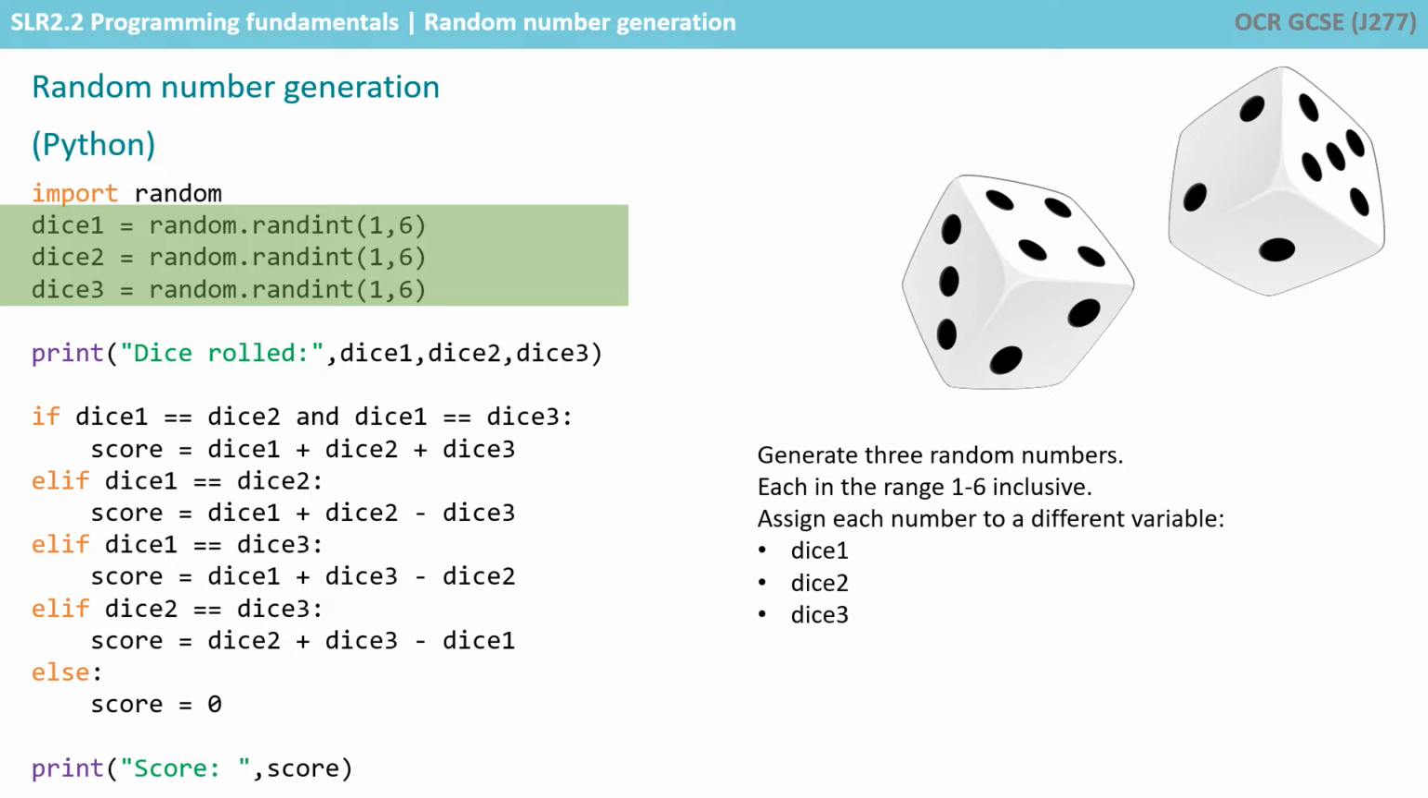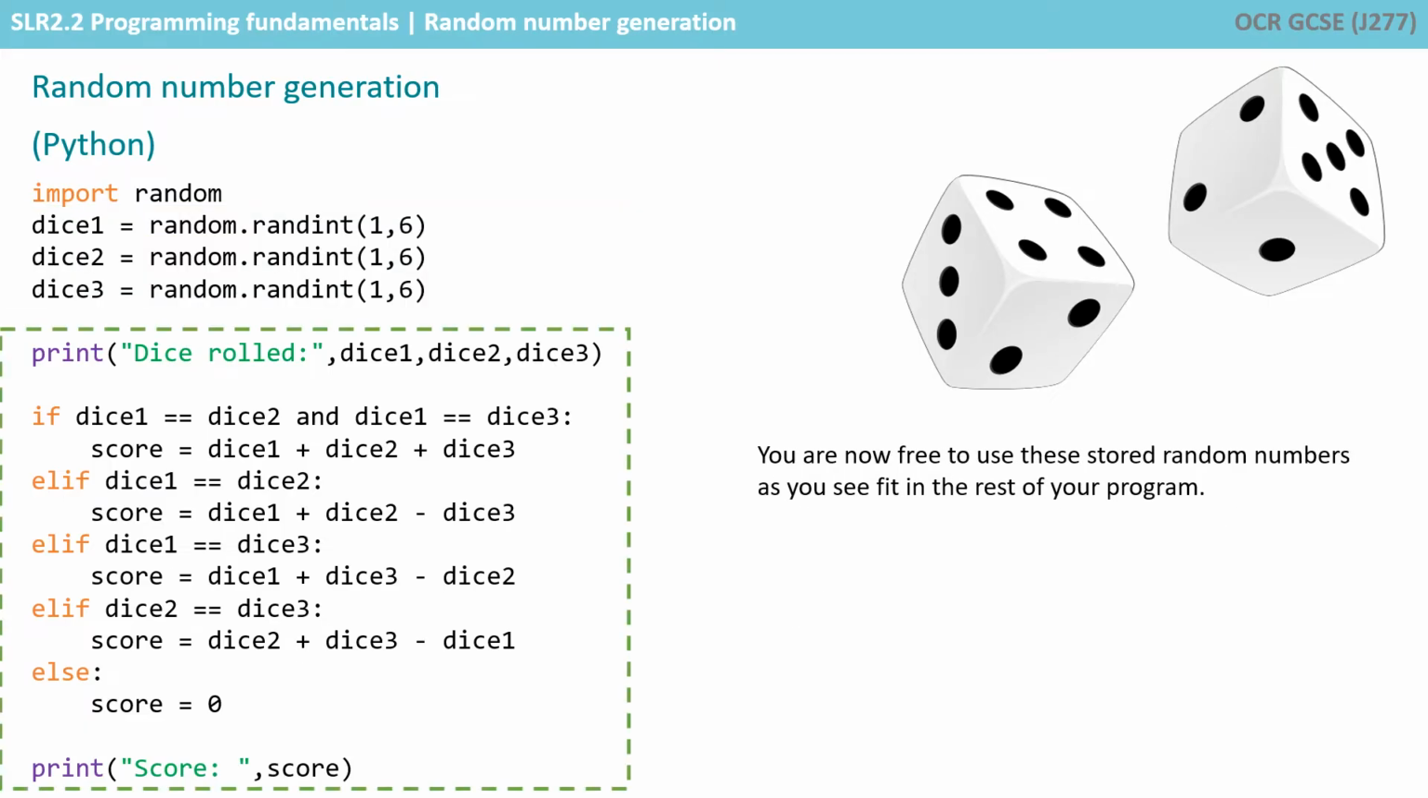We supply the random function in Python with 2 parameters. The first number is the lowest value that could be generated, and the second number is the highest value that could be generated. So we generate 3 random numbers from 1 to 6 inclusive and store the results in dice 1, dice 2 and dice 3. You're now free to use these stored random numbers as you see fit in the rest of your program.